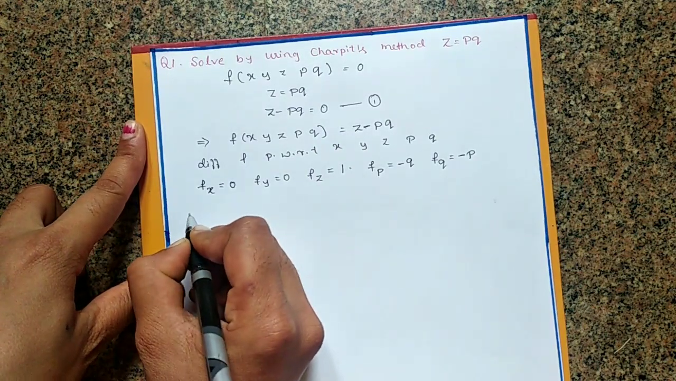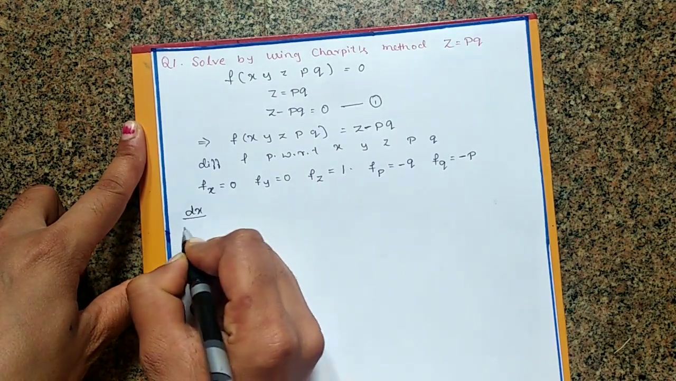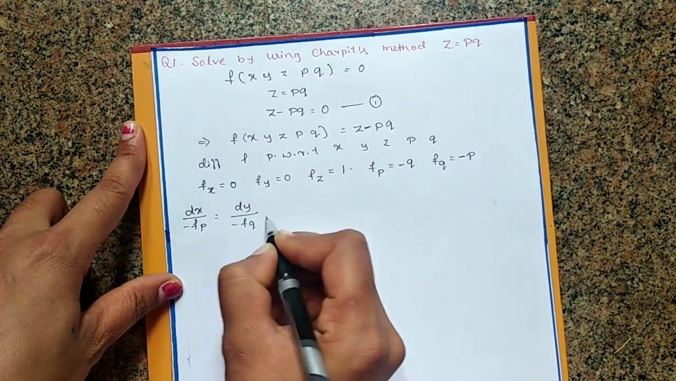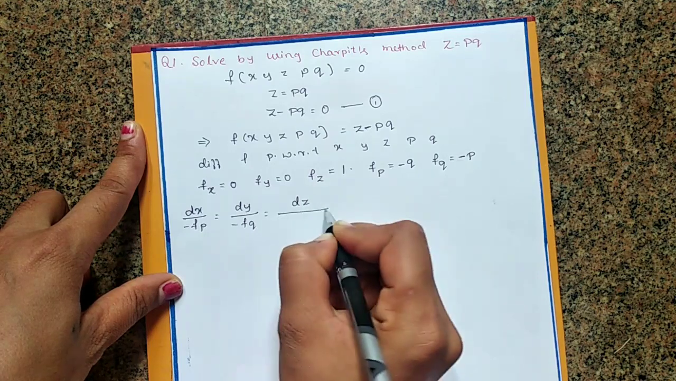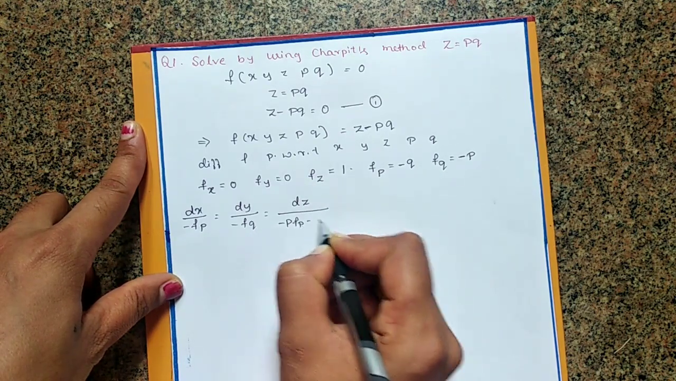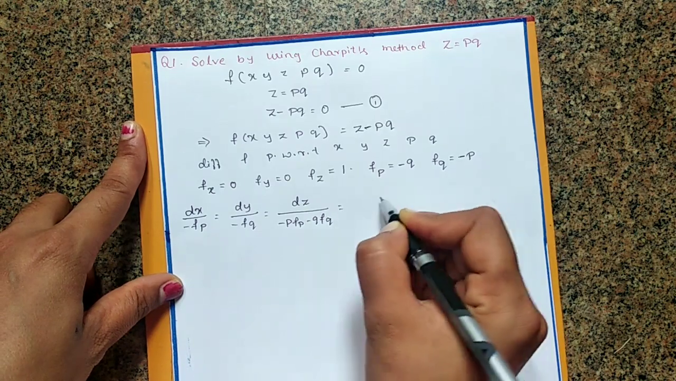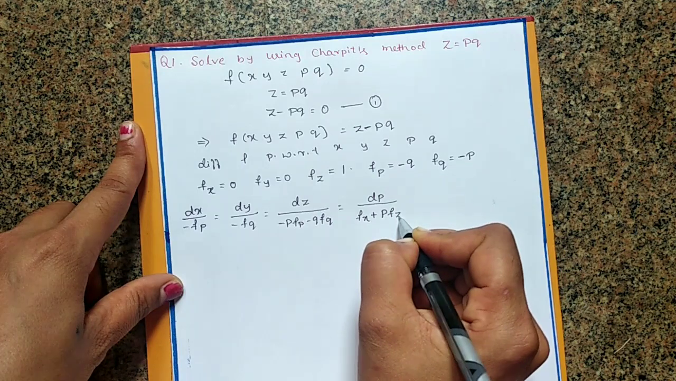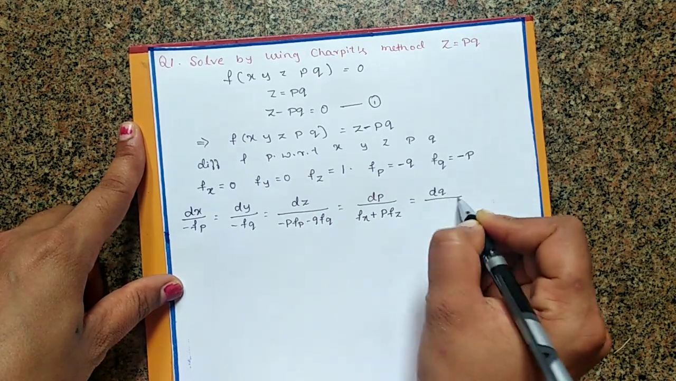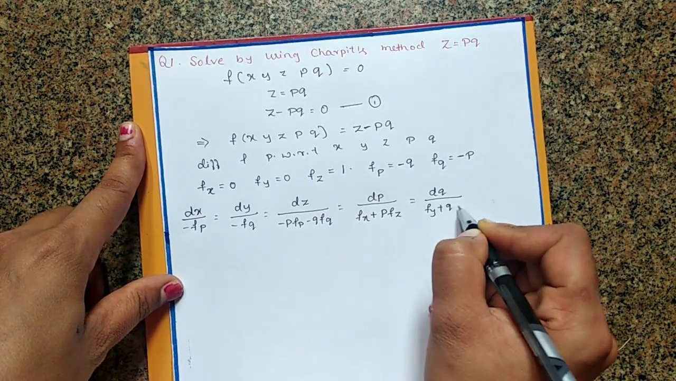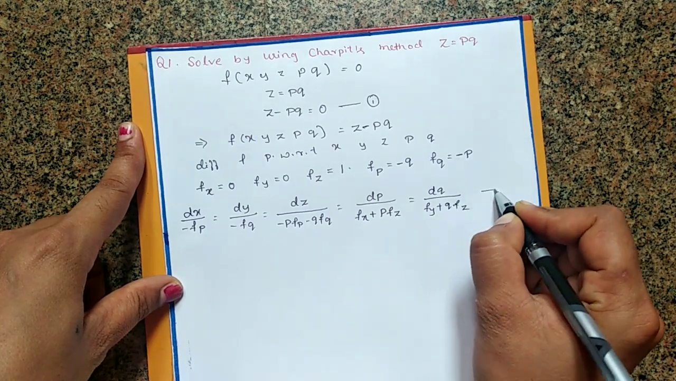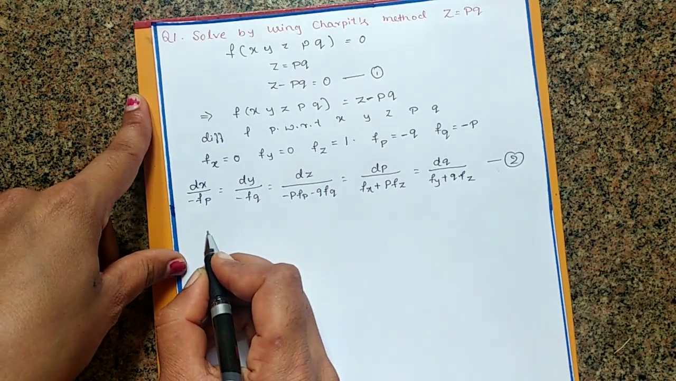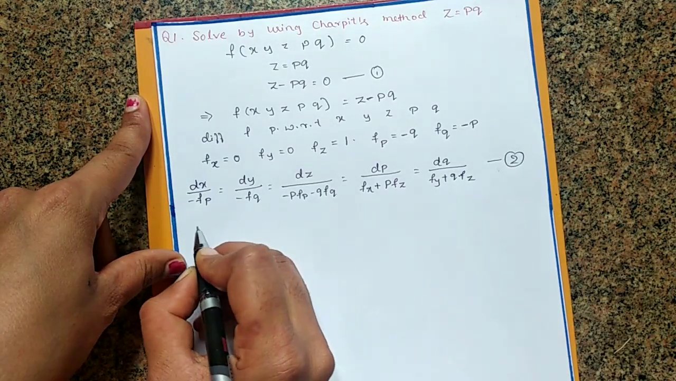Therefore, the Charpit's auxiliary equation is dx divided by minus fp, that is equal to dy divided by minus fq, that is equal to dz divided by minus p into fp minus q into fq, that is equal to dp divided by fx plus p into fz, that is equal to dq divided by fy plus q into fz, and call it as equation number 2. Then substitute the values of fp, fq, fz, fx and fy.